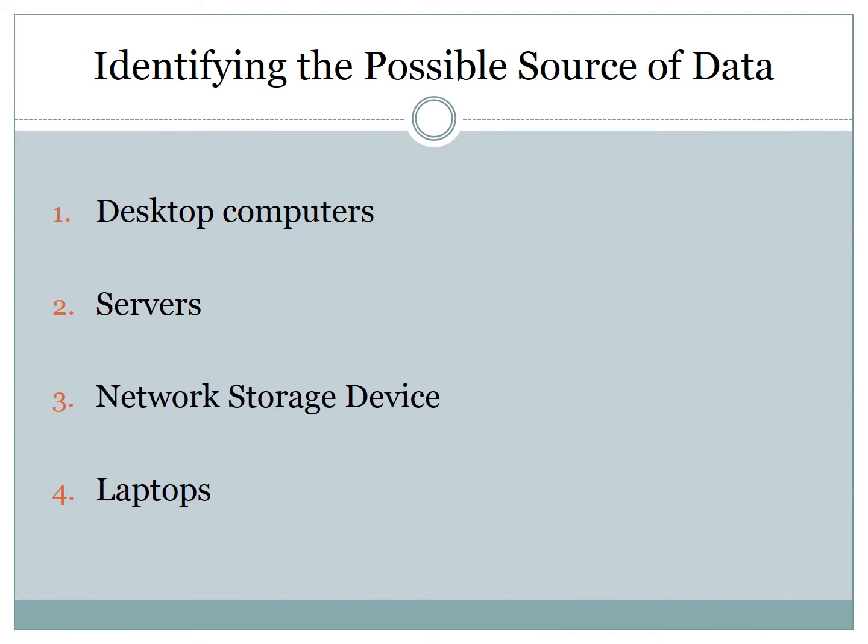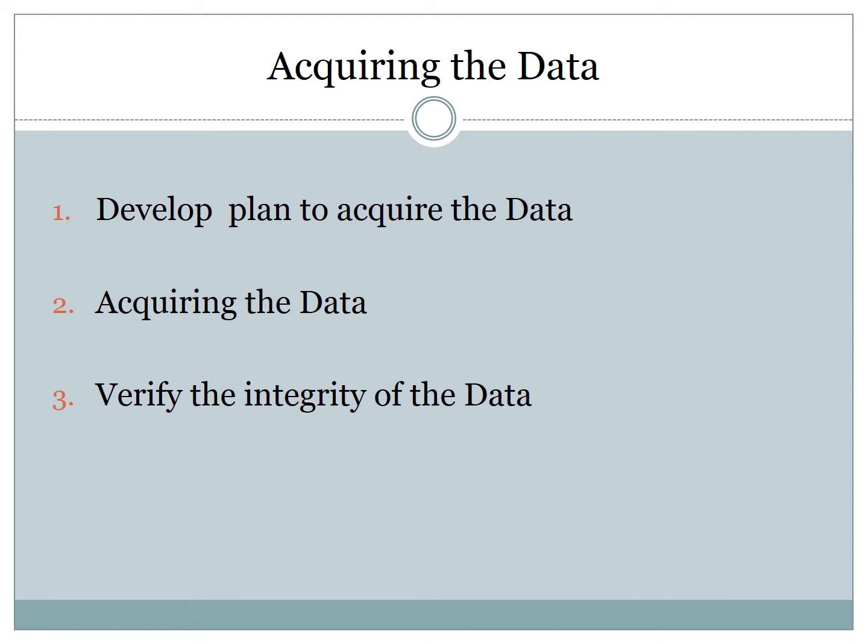Coming to the second point, that is acquiring the data. After identifying the potential data sources, the analysts need to acquire the data from the sources, and the data acquisition should be performed using a 3-step process, that is by developing a plan to acquire the data, then acquiring the data, and verifying the integrity of the acquired data.